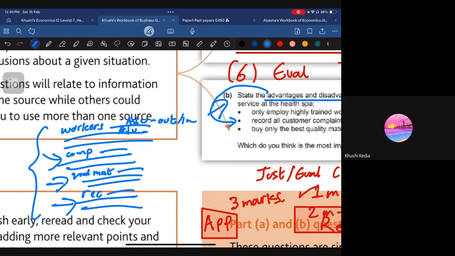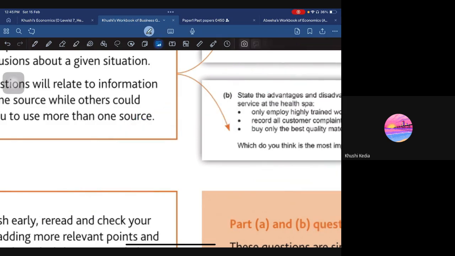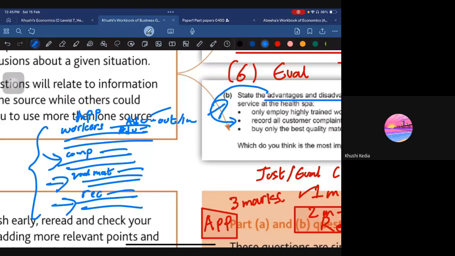Here, you do not try to add application everywhere because that will make your answer a bit lengthy. Add one application in the workers part, whether you add it in advantage or in disadvantage. Right? Then add one application here. Add one application here. Do not put in so many applications. One application here. That's it. Right?